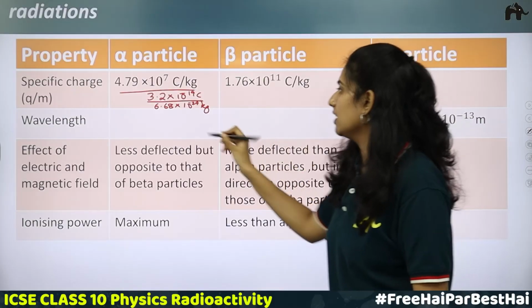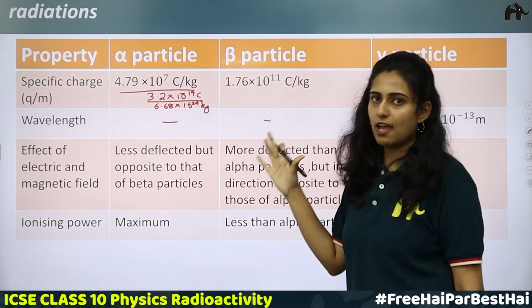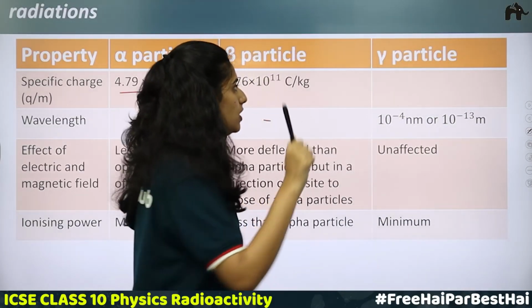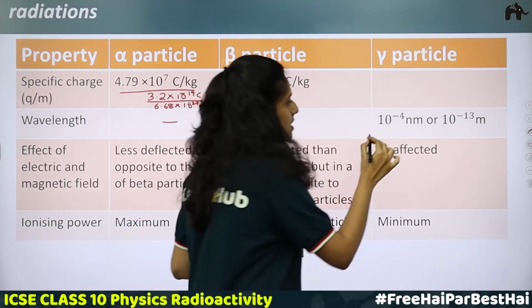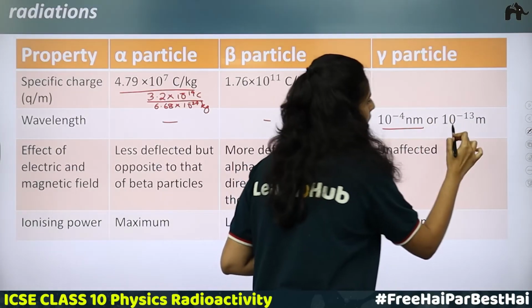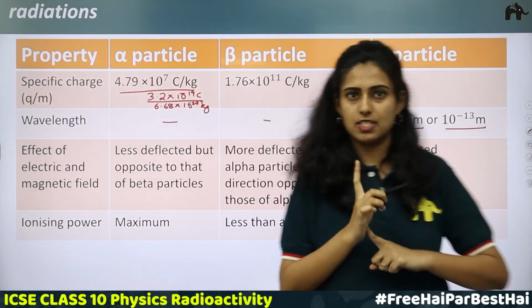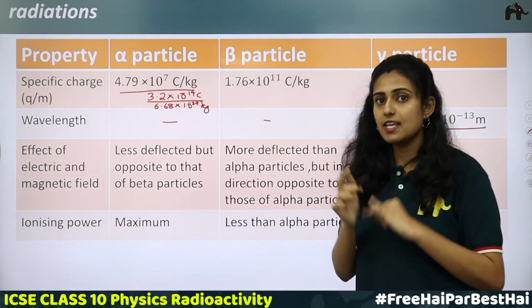Okay. Next, wavelength. Alpha particles and beta particles do not have wavelength, and the wavelength is only for the electromagnetic radiation, which is the gamma particles, which is 10 raised to minus 4 nanometer or 10 raised to minus 13 meter. We have compared it with that of X-rays and visible light.